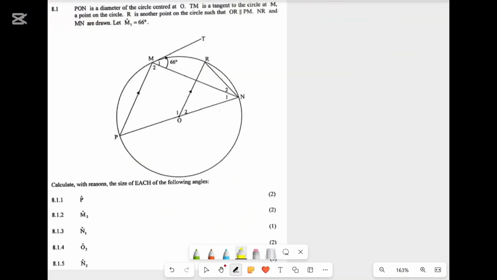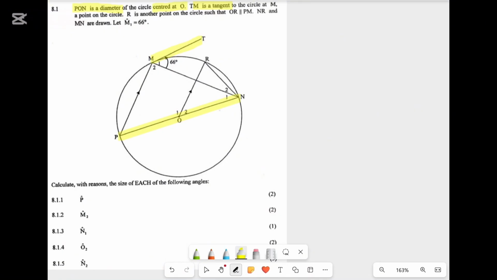Here, we are told that PON is a diameter. So you need to remember that a diameter will always subtend an angle that is equal to 90 degrees. So the angle that will be subtended by this PON is 90 degrees. Now we are told that O is the center. Remember again all the theorems that have to do with the center. TM is a tangent. So this is another keyword, tangent. So remember all the theorems that have to do with tangent.